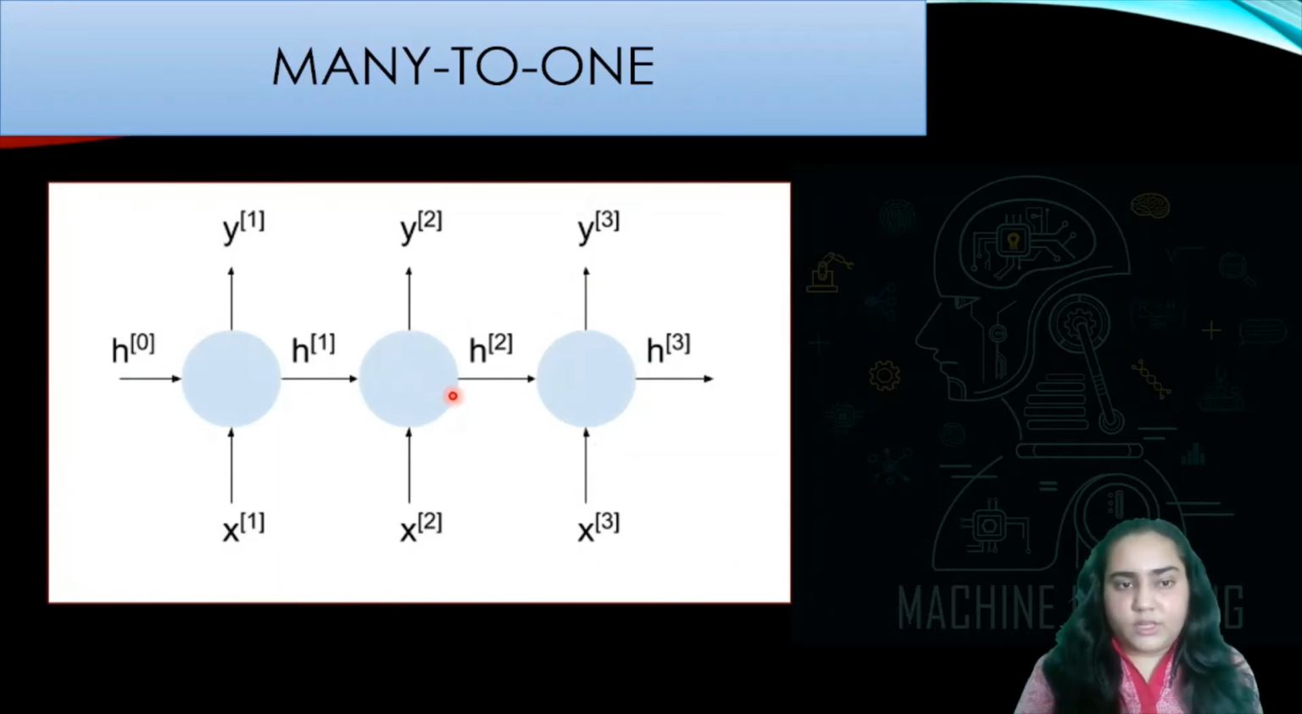This is what a many-to-one RNN looks like. So you have, once again, X over here, Y over here, and it's fairly simple. You have multiple inputs, and you have actually only one single output in this case as well. And everywhere you have different weights. These are all hidden layers which generate different weights. So this is a recurrent neural network, which is of many-to-one type.